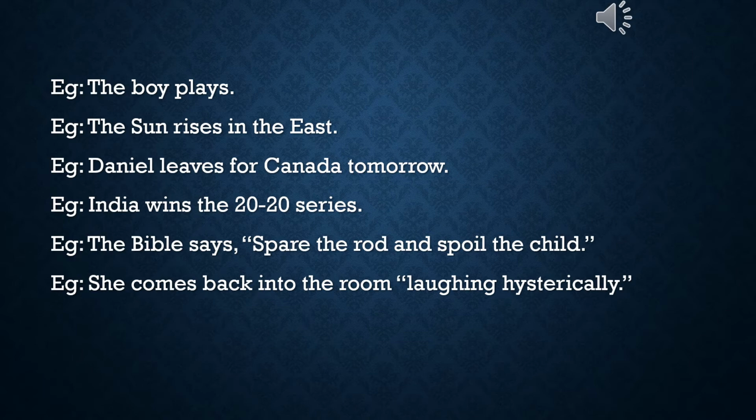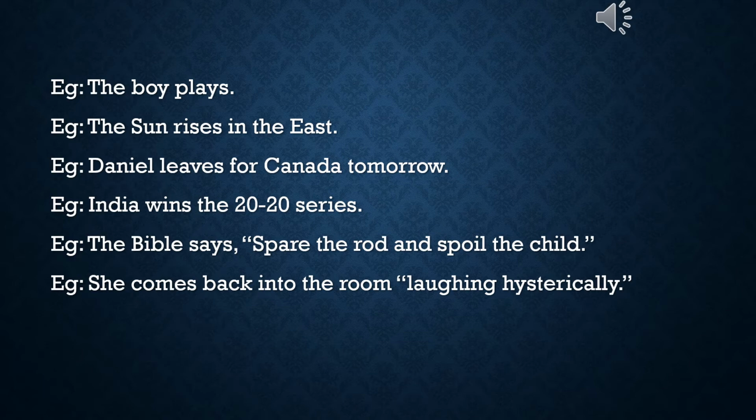In the third example, Daniel leaves for Canada tomorrow. The simple present tense is used to describe the scheduled event. Here, it is scheduled that Daniel is leaving for Canada the next day. So, we can use simple present tense to describe a scheduled event. Simple present tense is also used in sports commentary as in India wins 2020 series.